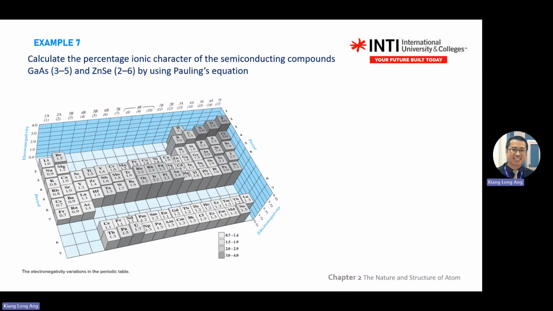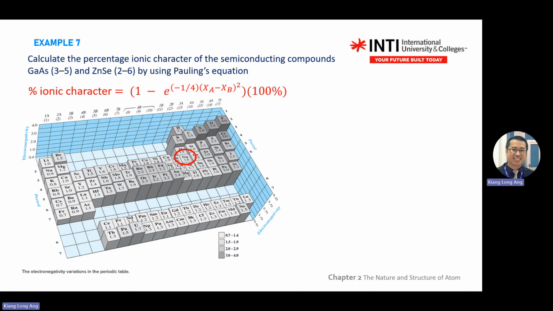Now, how do you calculate the Pauling equation? You will see this graph in the exam. When you see this graph, it means something to do with the Pauling equation. For example, we calculate the percentage of ionic character for GaAs and ZnSe. This is the formula. Ga here is 1.6. How do you read 1.6? Actually, you just read the numbers.